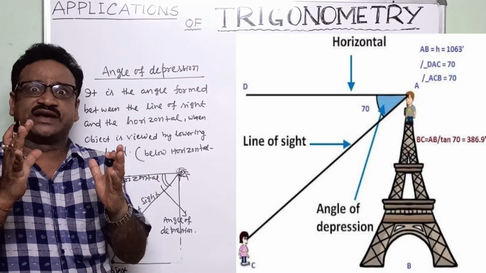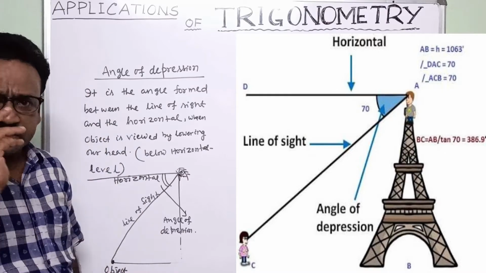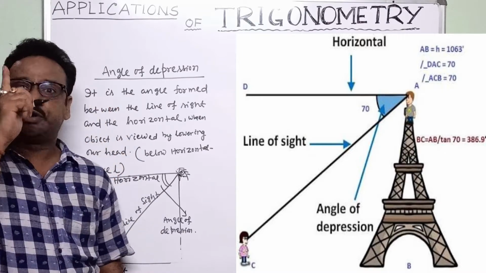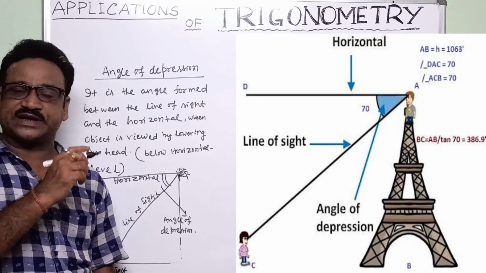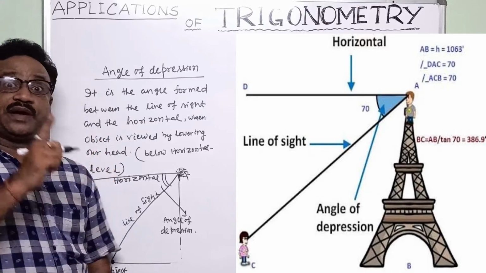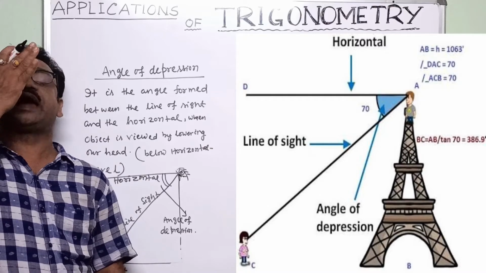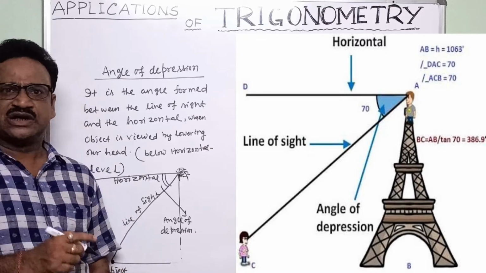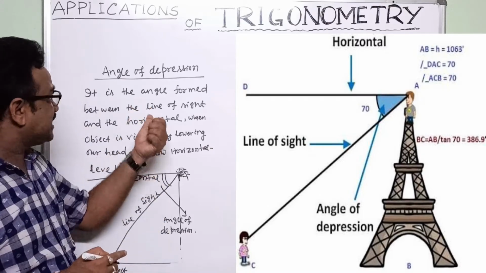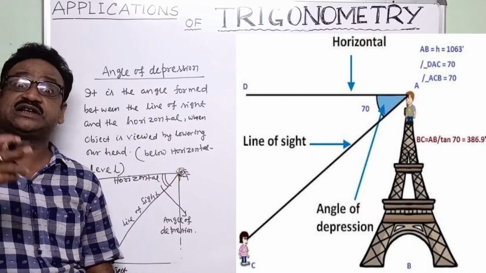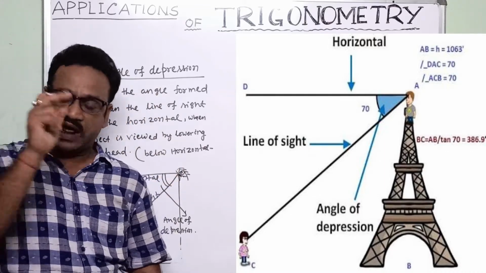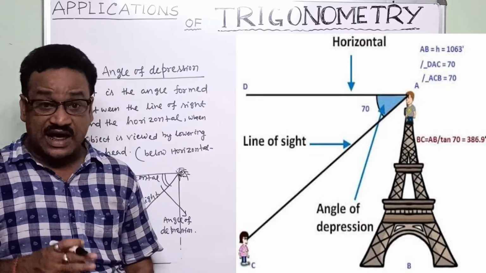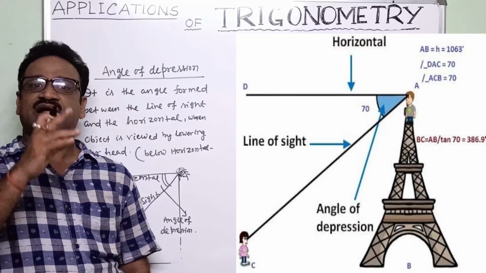So one thing to keep in mind. At the time of angle of depression, we are lowering our head to look at the object. And in case of angle of elevation, we are raising our head to look at the object. So in angle of depression, the object is below the horizontal level. And in case of angle of elevation, the object is above the horizontal level.